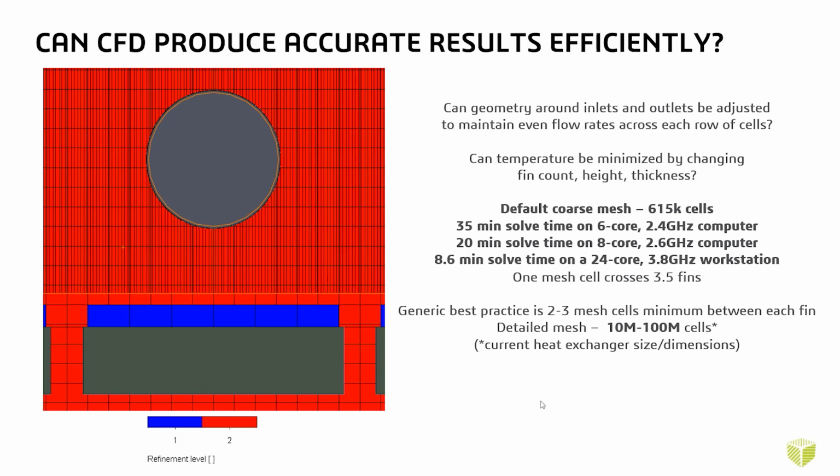Now, I did say this was coarse mesh, not necessarily fully accurate. Usually best practice is 2 to 3 mesh cells between each fin, between each channel here, to capture the velocity gradients and the pressure gradients along those channels, those gaps between the fins. But if I was to do something like this, I would likely end up with something between 10 to 100 million cells. That can be fairly long to solve on a single computer, or even impossible to solve on a single computer.